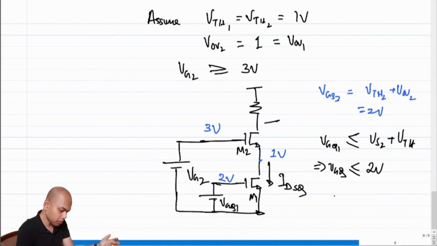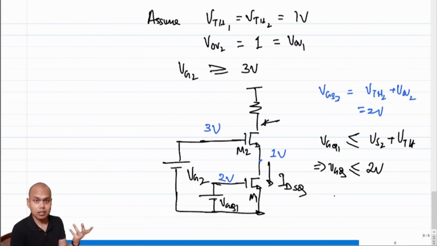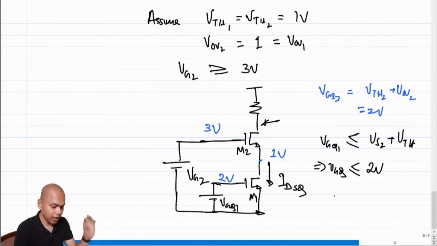What do you think has to be the value at the drain of M2? At least it has to be greater than the gate voltage of M2 minus the threshold voltage of M2, right? So which means that this has to be at least 2 volt or higher. Let's pick a different number. Let's not keep it right at the edge. Let's say this is 2.5 volt, or let's say this is 3 volt.